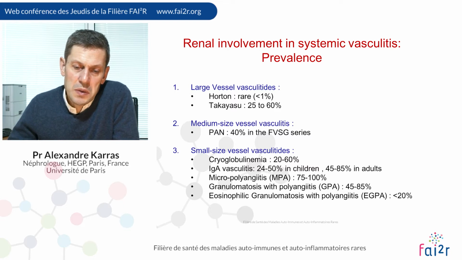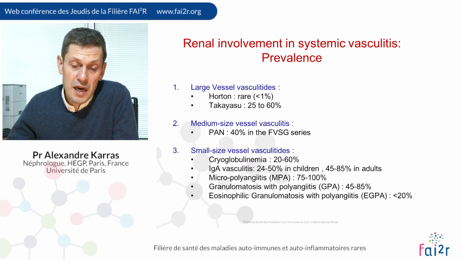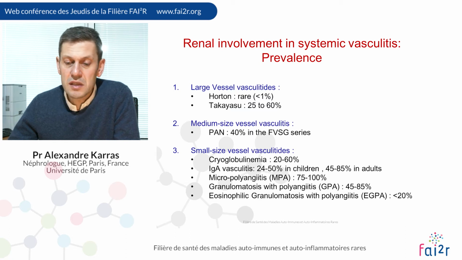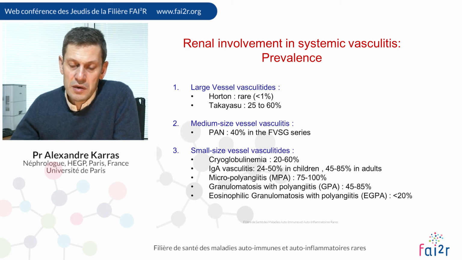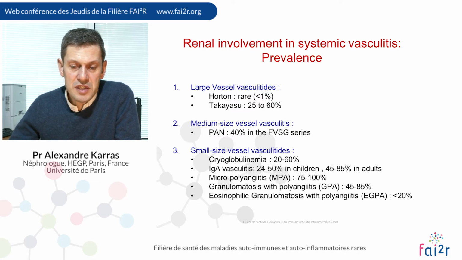In small vessels, the prevalence is quite high and sometimes near to 100% in some series when we deal with microscopic polyangiitis or with granulomatosis with polyangiitis. For other diseases, the prevalence goes from 20 to 60%, except in EGPA, where the renal disease is quite rare.